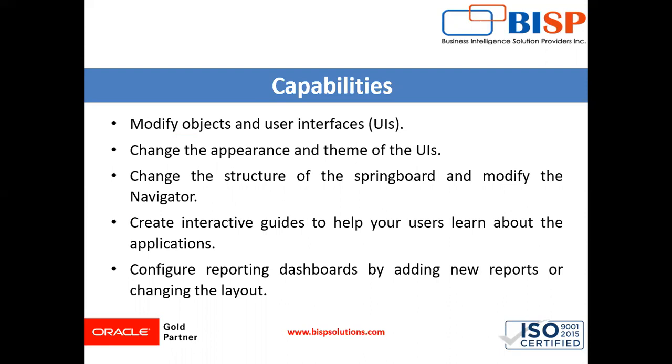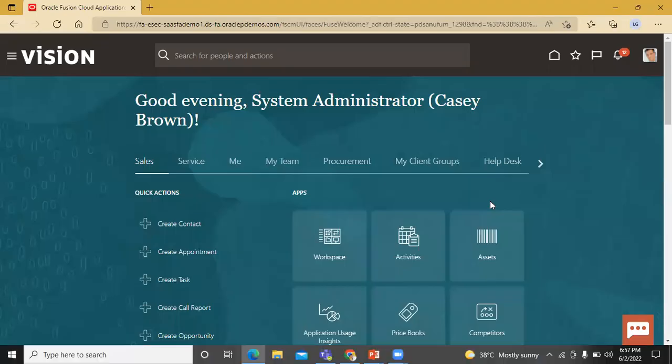So we take one example so that you can understand how the tools are run. We take a structure example. We change the structure of the springboard and modify the navigator. So let's move to the application.